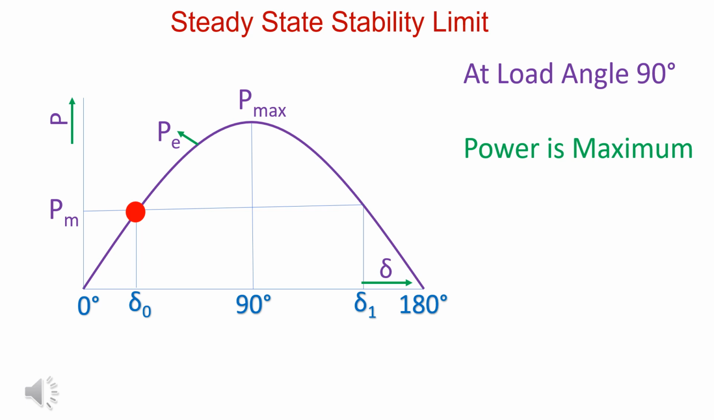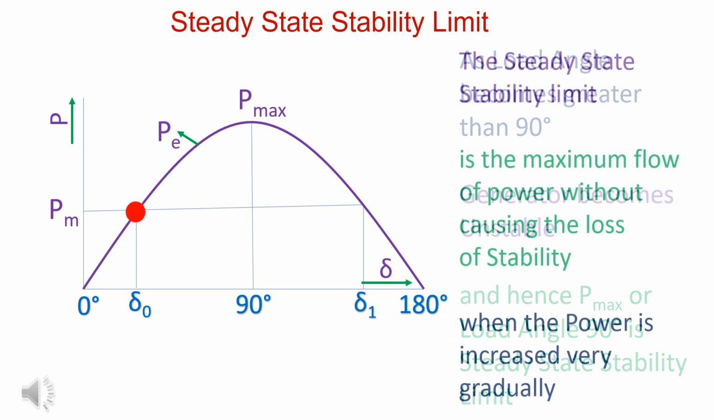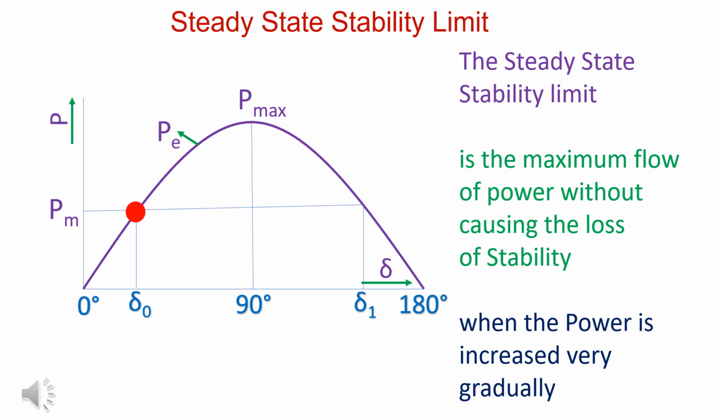Power is maximum at load angle 90 degree. As load angle becomes more than 90 degree, generator becomes unstable. Hence load angle 90 degree is called steady state stability limit. The steady state stability limit is the maximum flow of power without causing the loss of stability.